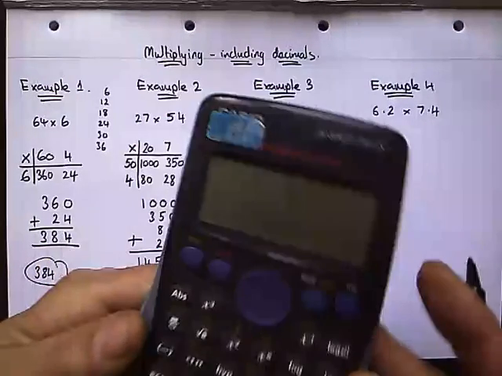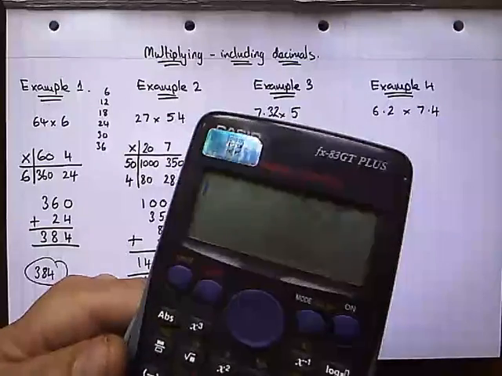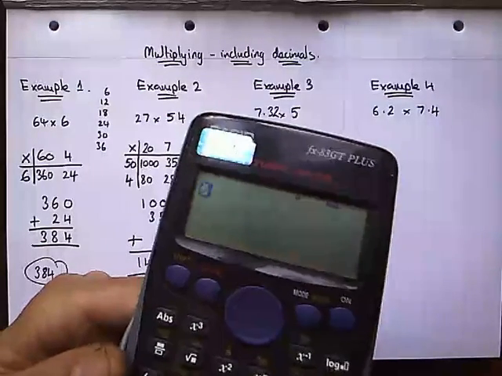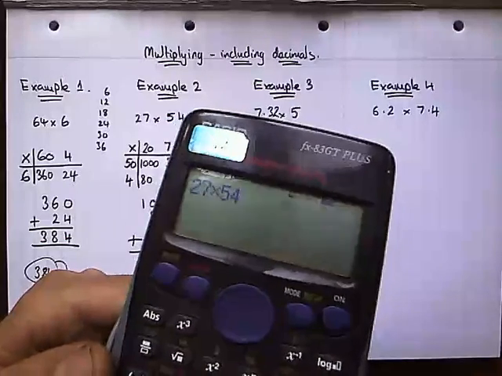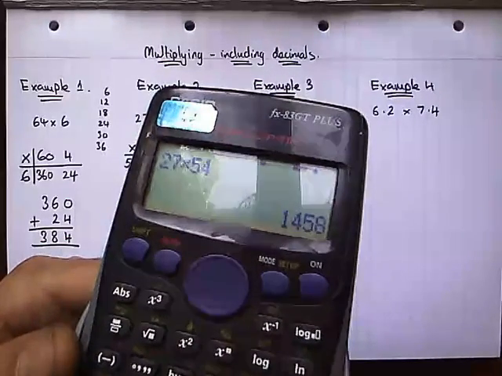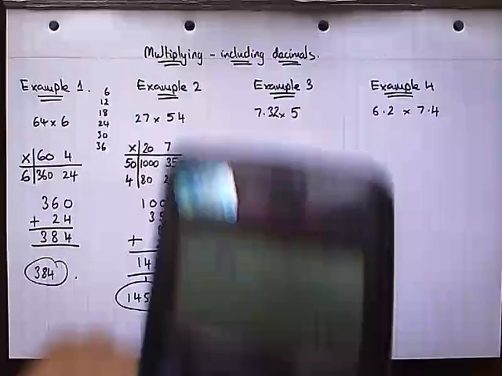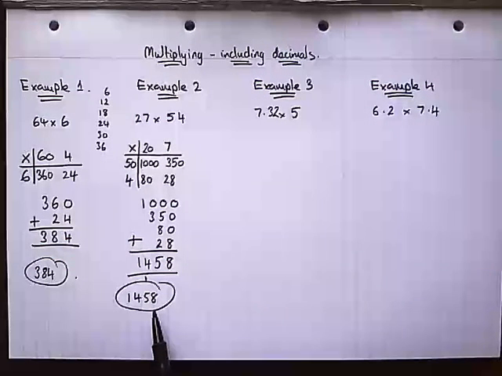It's that simple. 27 times 54 equals 1,458. What was the answer? 1,458. So we know we're doing it right.